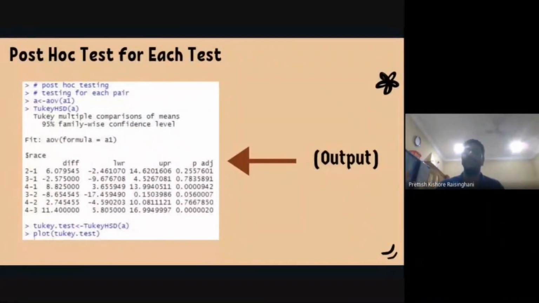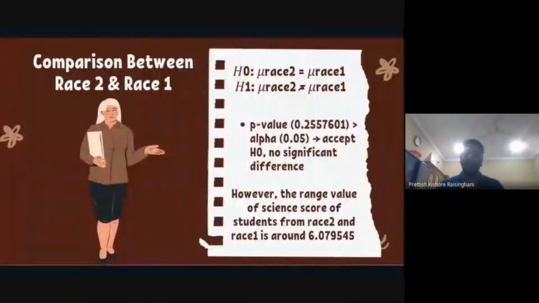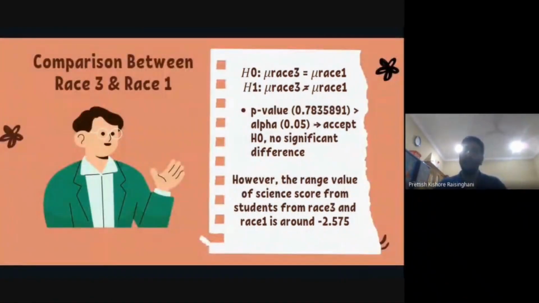As we can see, this is the output of the post-hoc test for each pair. In this case, the p-value is larger than alpha. This means that there is no significant difference between race 2 and race 1. In this case, the p-value is again bigger than alpha. This means that there is no significant difference in the science score between race 3 and race 1.